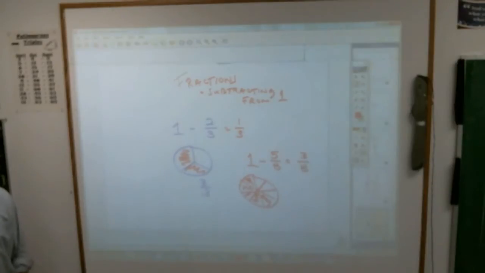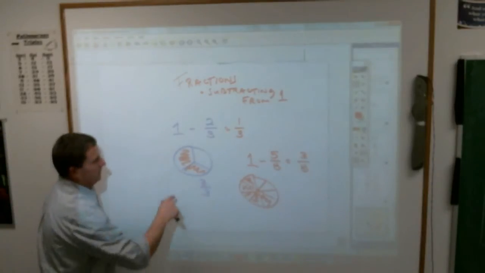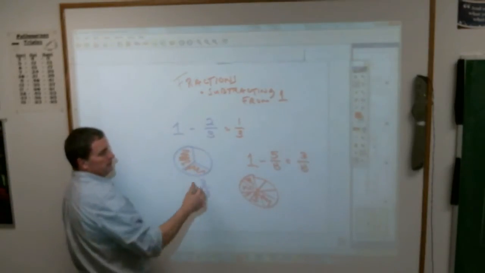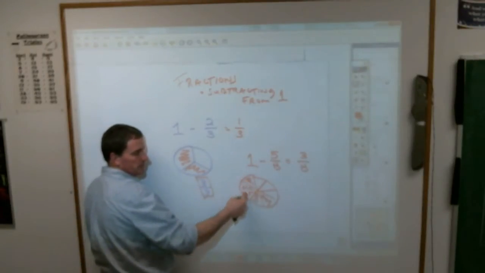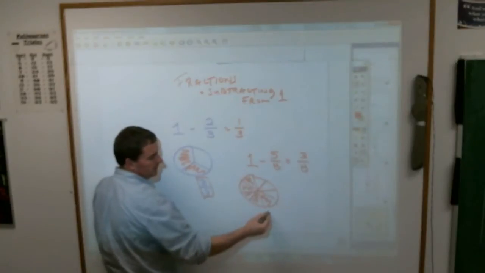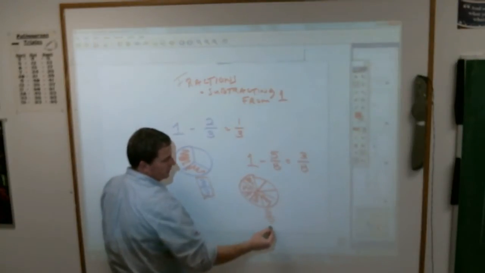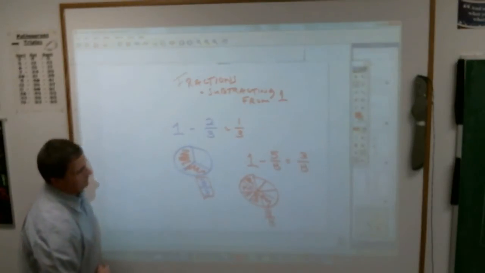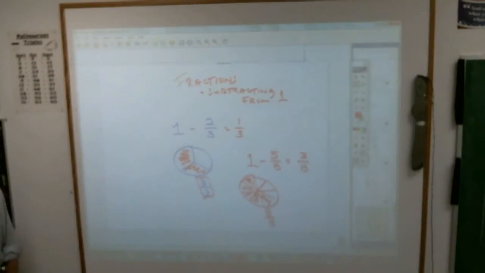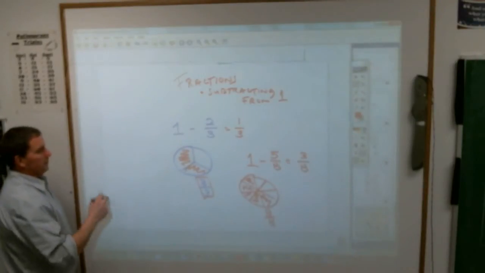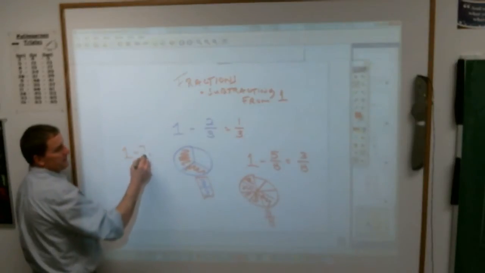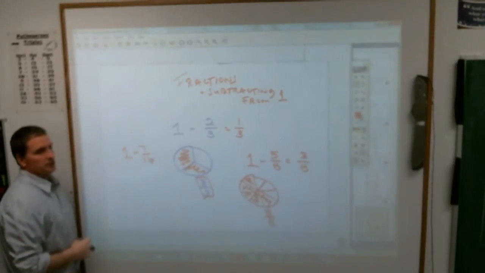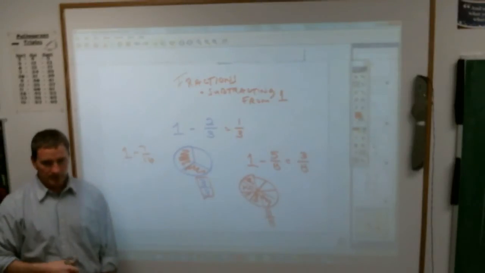So rather than doing that, maybe you can see that in this case I changed the 1 into 3/3. In this case, what was my 1 equal to? 8/8. So what do you suppose I'm going to tell you to do? Rather than draw the circle, let's change it. Let's say my problem is 1 minus 7/16. Rather than drawing a circle and cutting it into how many pieces?